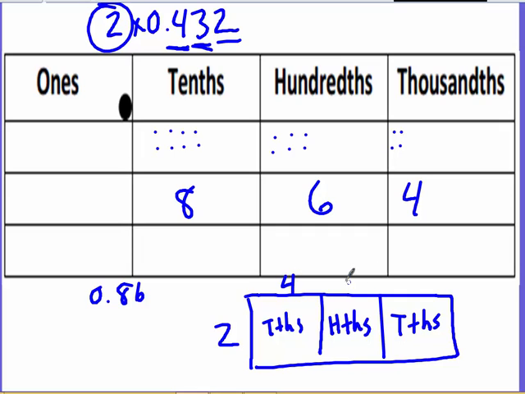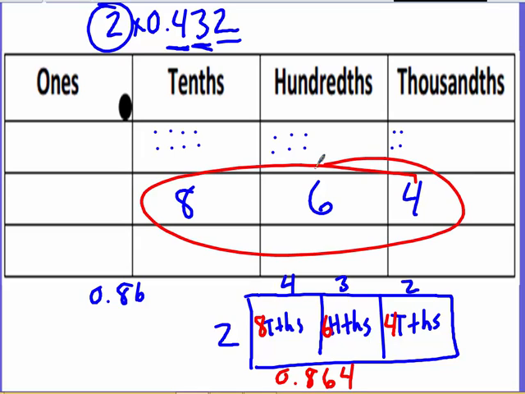4 tenths, 3 hundredths, 2 thousandths. And now what do I do? Well, 2 times 4 is 8, 2 times 3 is 6, 2 times 2 is 4. And I would get 8 tenths, 6 hundredths, 4 thousandths. And look, it matches that problem we had there.